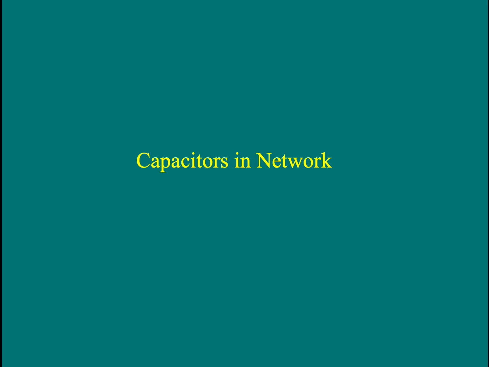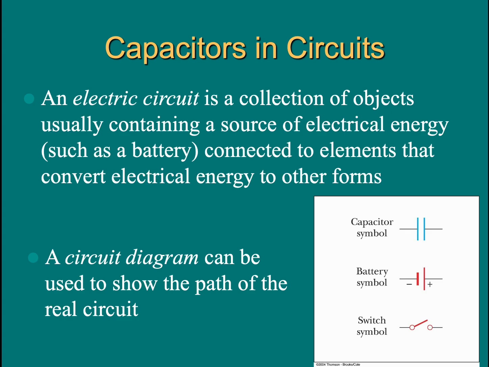We discuss capacitors in network in this lecture. An electric circuit is a collection of objects. It usually contains a source of electric energy, such as a battery, and we connect the battery to elements that convert electric energy to other forms.